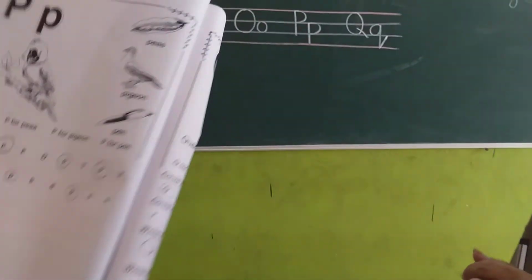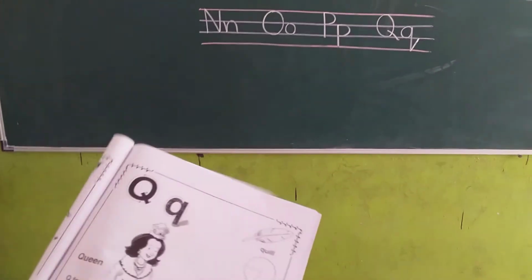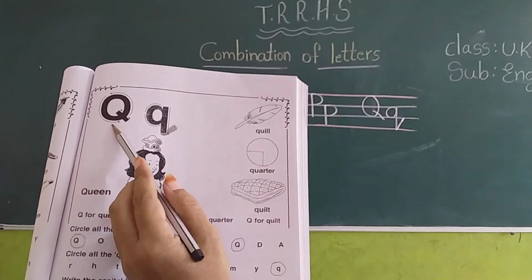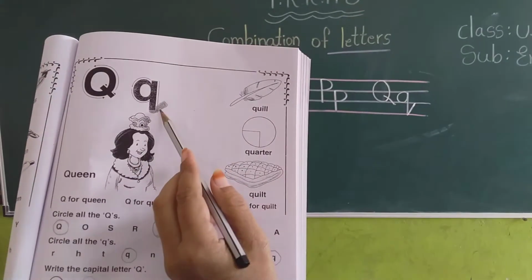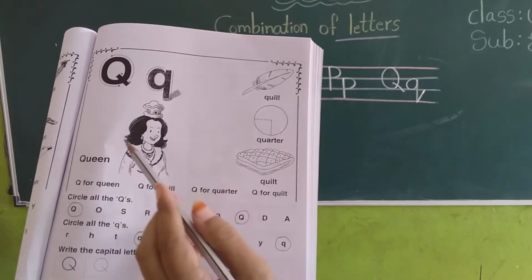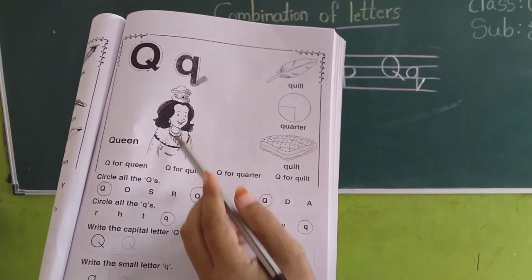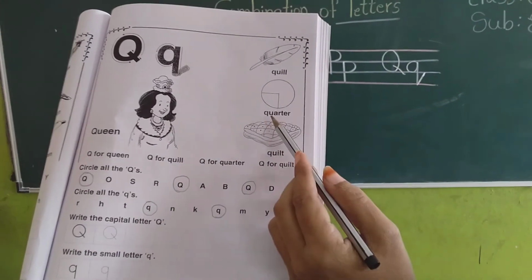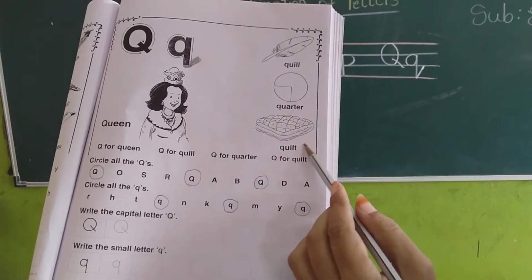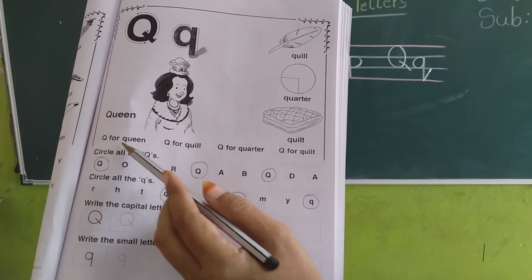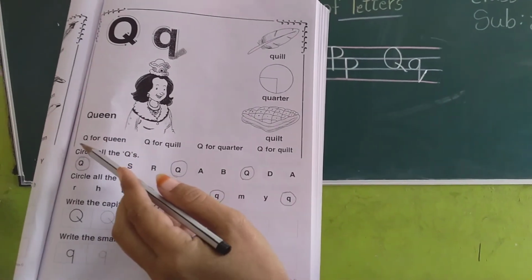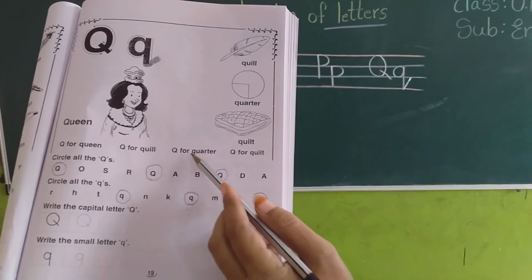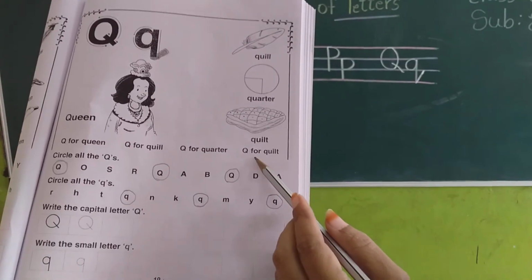Okay. Next, page number 47. Turn page number 47. And which letter is this? Capital Q. And this is small q. And Q for queen. Now look at here. Keep the fingers and read. Q for queen. Q for quill. Q for quarter. Q for quilt.